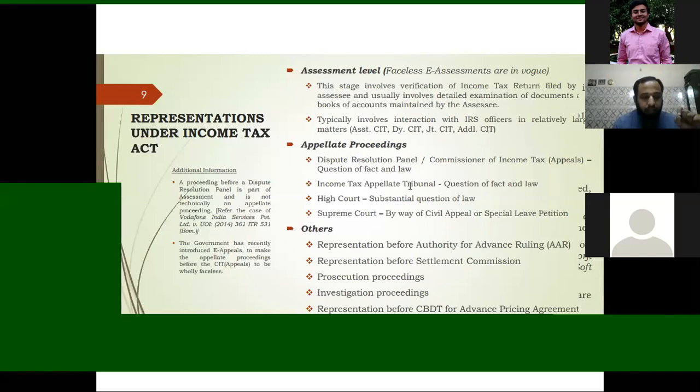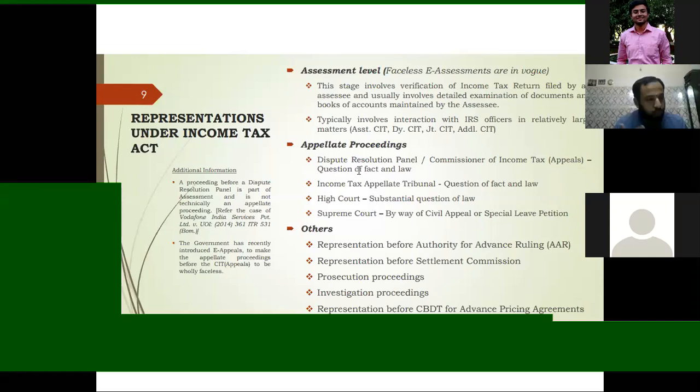This involves a very long drawn, very lengthy process, and the government literally goes into a lot of detail of what transaction you have done, how you have reported a certain transaction, whether that is appropriate, whether there was more tax which was to be paid. So that's a detailed examination of your books of accounts, your documents, etc. So this is the assessment level. This is done usually by initial practitioners.